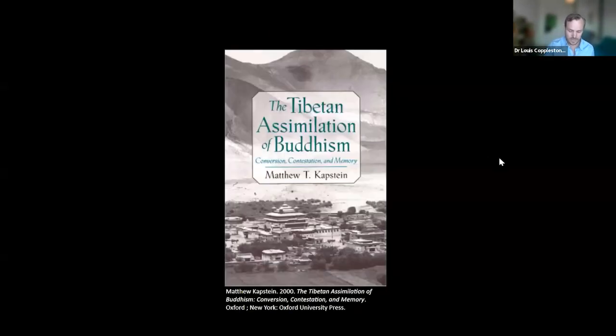And this monastery and its foundation has become the focal point in the history of early Buddhism in Tibet. It appears on the front cover, at least in paperback, of Matthew Kapstein's history, The Tibetan Assimilation of Buddhism, because it's understood to mark a key moment in this process, the assimilation of Buddhism in Tibet.